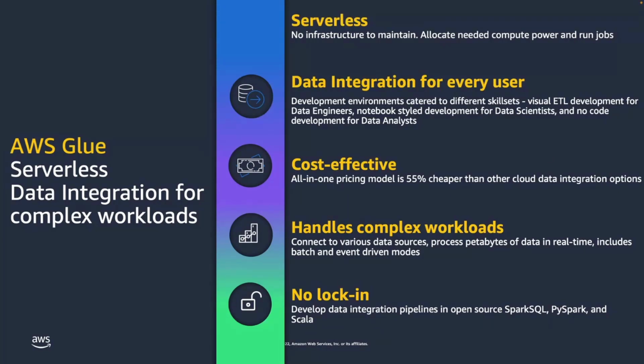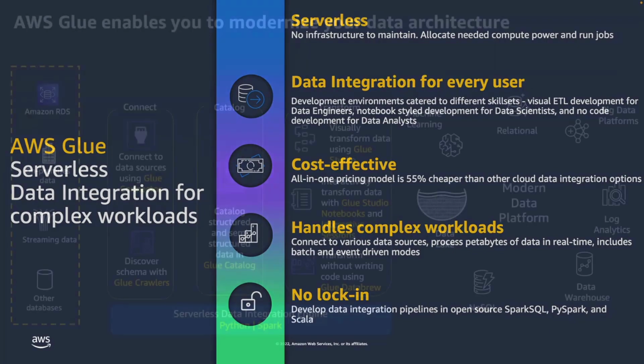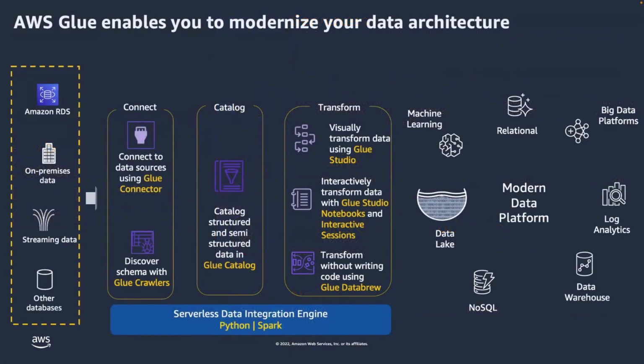Now, let's see the various components within Glue. The very first step of your data integration is to discover and connect all your data sources. For this, Glue offers a rich ecosystem of connectors. You can select connectors for your specific data sources, whether they are on-prem or in the cloud. For example, it could be your RDS databases or on-prem databases, or maybe some streaming data like Kafka or Kinesis that is coming in.